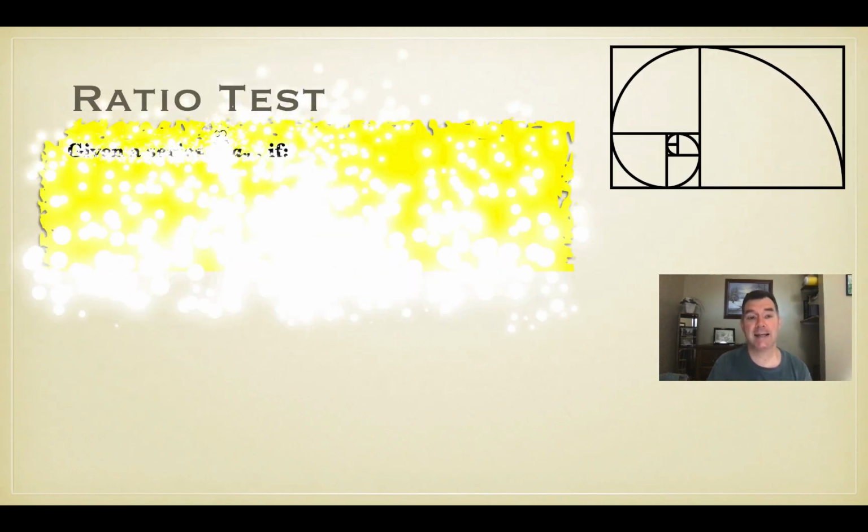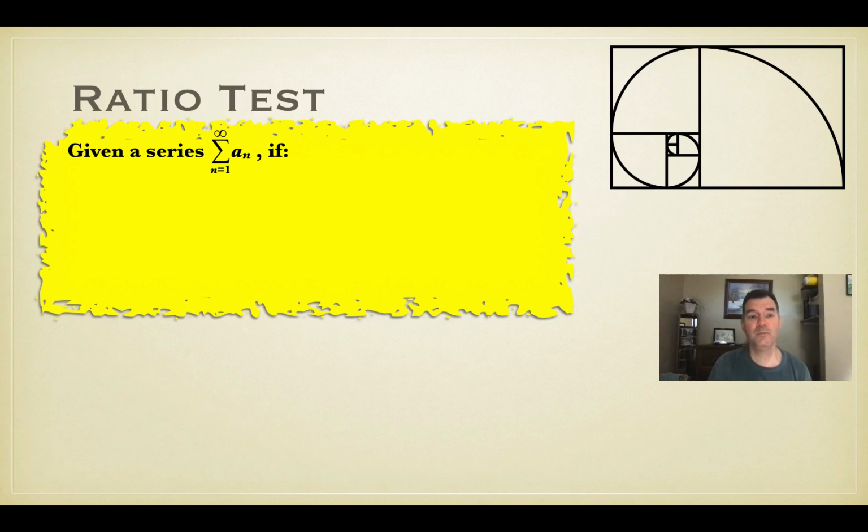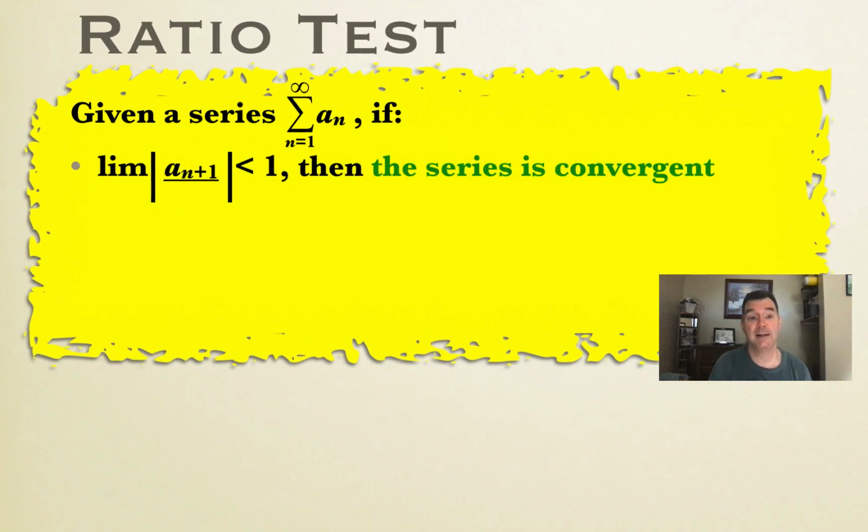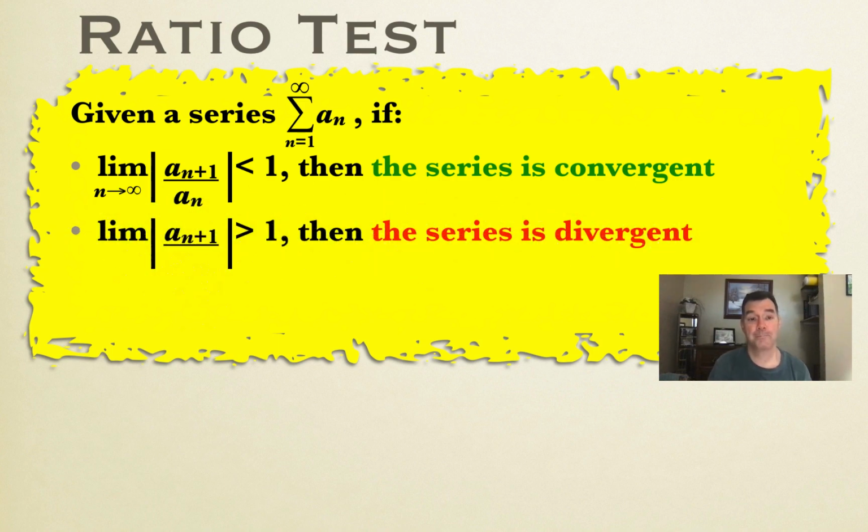So for this last test, for this lesson, it's not going to be a test where we compare two different series. We're going to compare two terms of the same series to determine whether that series converges or not. So if I have a series, then if I take the limit of the n plus 1th term over the nth term, and I divide those, and I take the absolute value of it just to account for any kind of a sign change, and if that is less than 1, then the series is convergent. All right, and if it's bigger than 1, then the series is divergent.